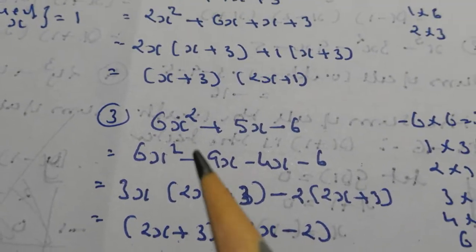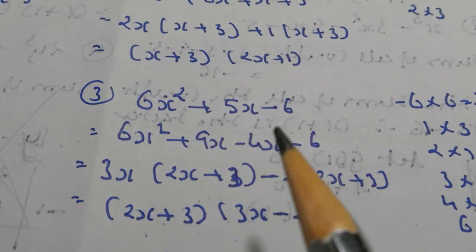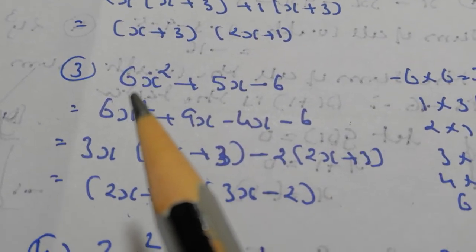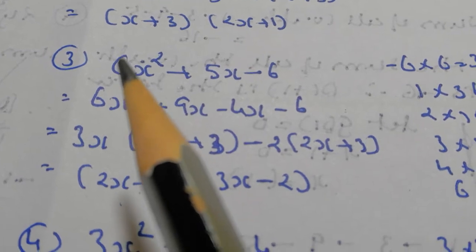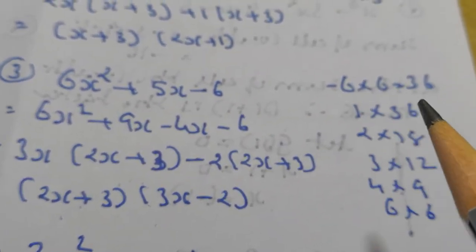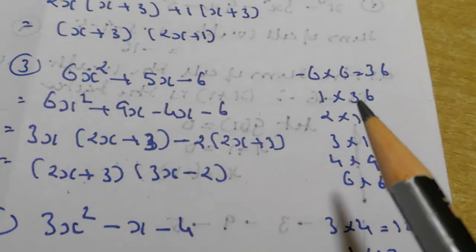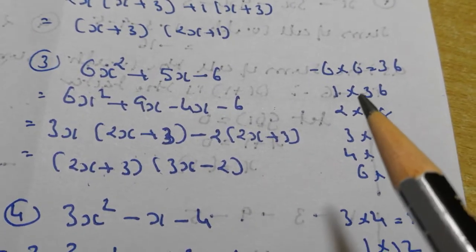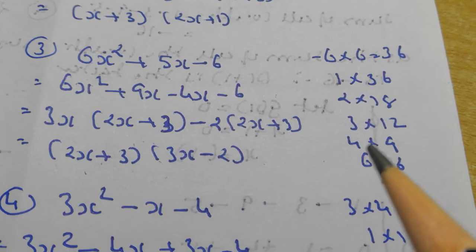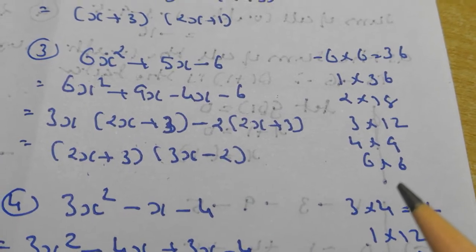Question number 3. Again, 6x² + 5x − 6. Dear friends, the coefficient is given to you in the first term. That means we are going to multiply 6 by the constant term. So 6 × 6 is −36. Okay. So I am writing the factors of 36: 1 × 36, 2 × 18, 3 × 12, 4 × 9 and 6 × 6.